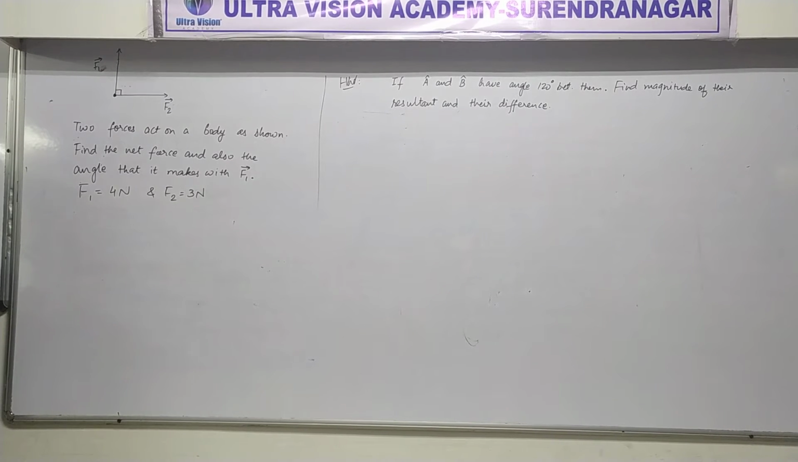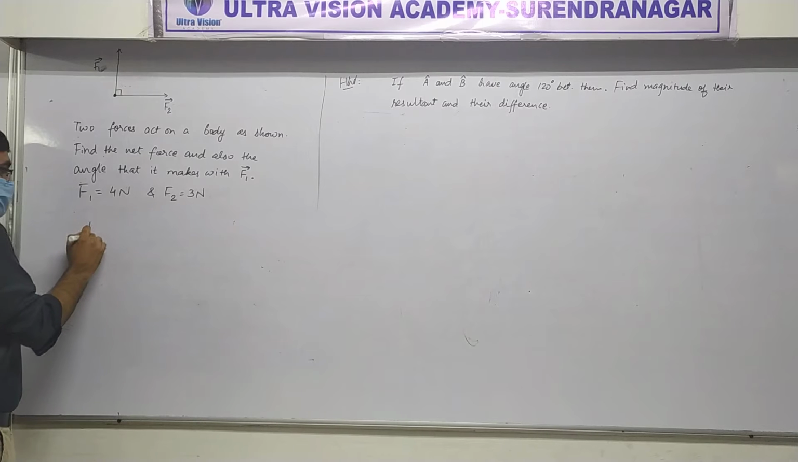So what does the question say? There are two forces acting on a body as shown. What's the angle between the forces? 90. We have to find the net force. Net means total, so we have to find total force. Now see, force is a vector quantity, not a scalar. So you cannot simply add numbers. You cannot say the answer to this question will be 7. You understand why it's not 7? Because force is a vector.